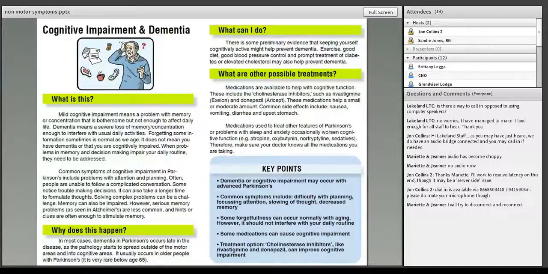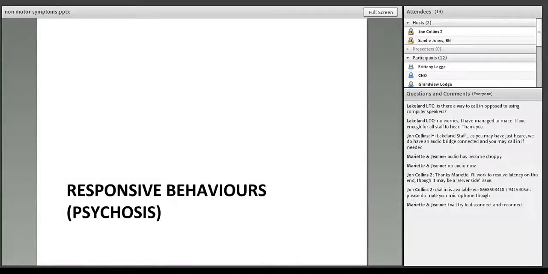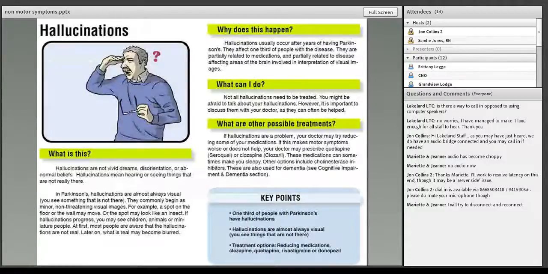We're going to go on now to talk about responsive behaviors. For example, the first one we're going to talk about is hallucinations. So hallucinations usually occur in later stages of Parkinson's. They don't usually occur in day one. If they do occur very early in the process, it's definitely often a side effect of their medication and needs to be addressed.